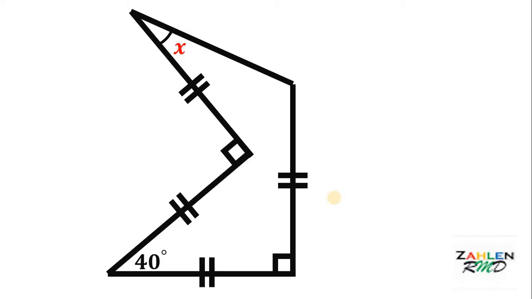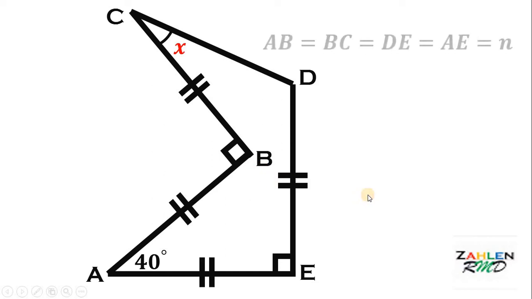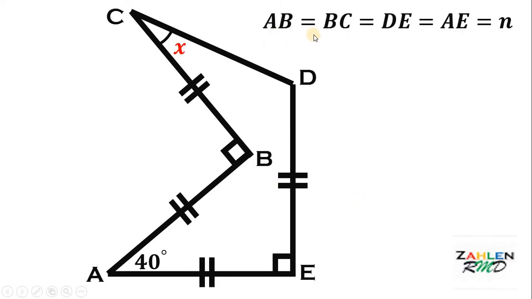First thing to do is to name all the vertices of this polygon. So let's name this point as point A, this is point B, this is point C, point D, and point E. Next, from the figure, we know that segment AB must be equal to segment BC and must be equal to segment DE, and it is also equal to segment AE. Now let's call them side n. So all those segments must be n.